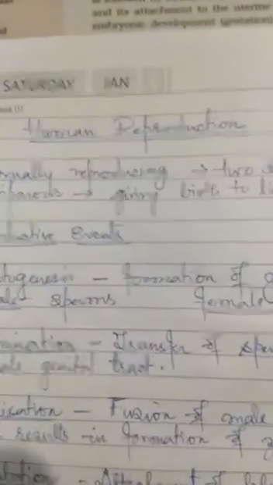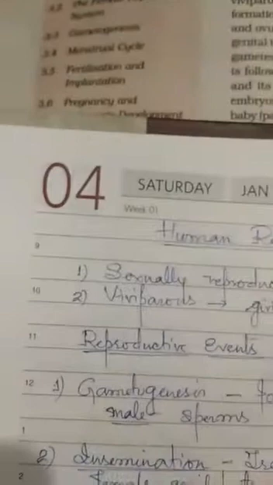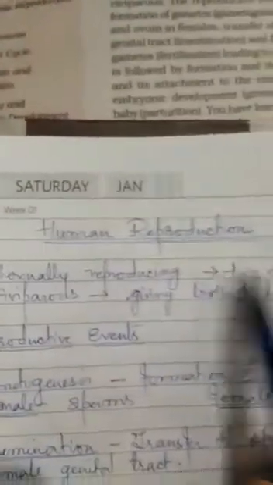Now, in human reproduction, as you people are aware, human beings are sexually reproducing organisms. What do you mean by sexually reproducing organisms? They have two different sexes. Organisms having two different sexes are known as sexually reproducing organisms. One sex is male, another one is female.